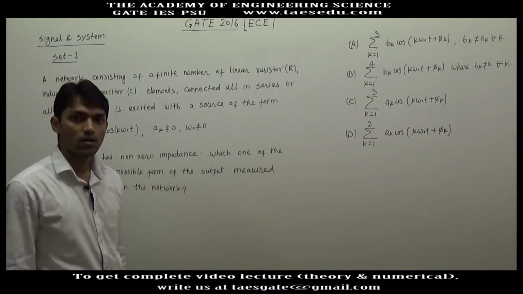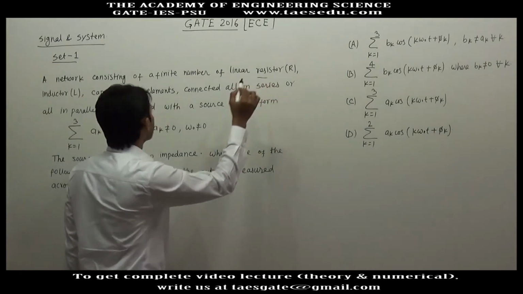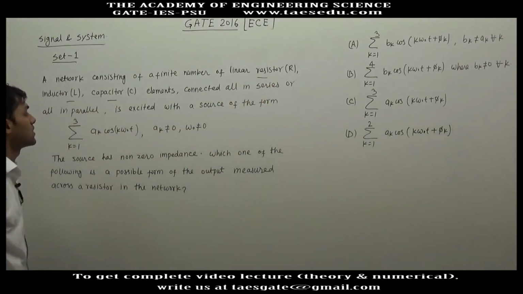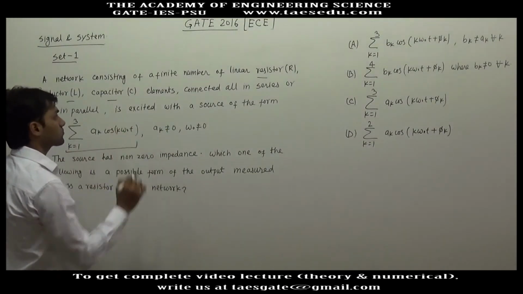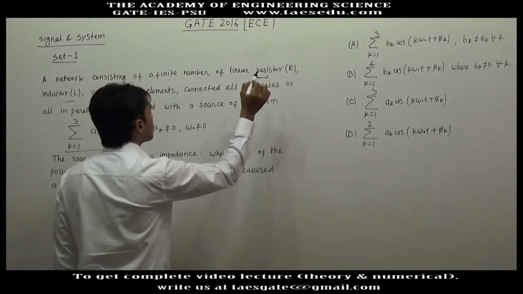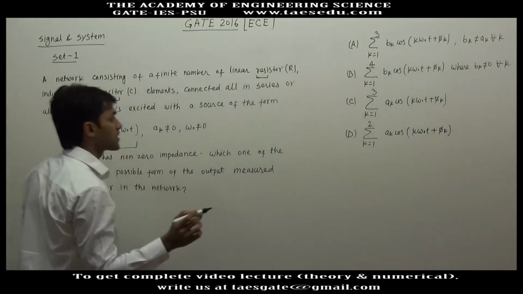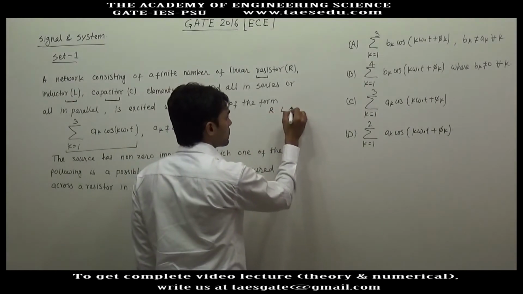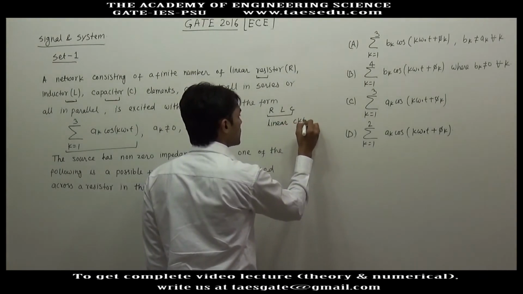Here, in a purely RLC network, we have a network in which we have resistors, inductors and capacitors, these types of elements, and they all are connected either in series or in parallel and excited with a source of this kind. Okay. So let us first talk about this circuit. The circuit consists of linear resistors, inductors and capacitors. So if a circuit consists of RLC components, that circuit will be a linear circuit.